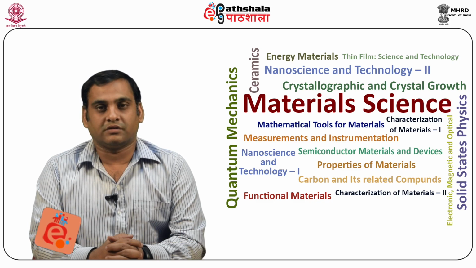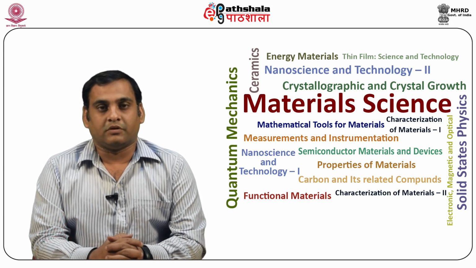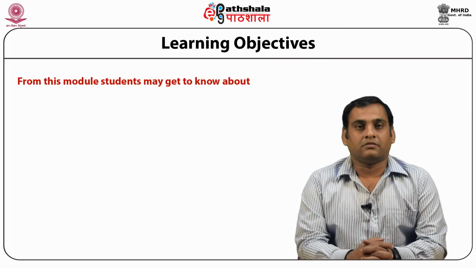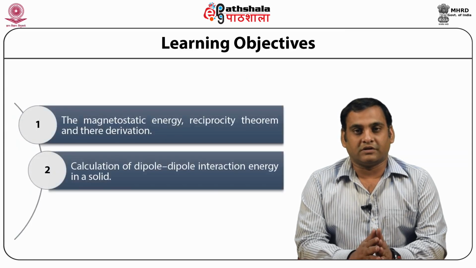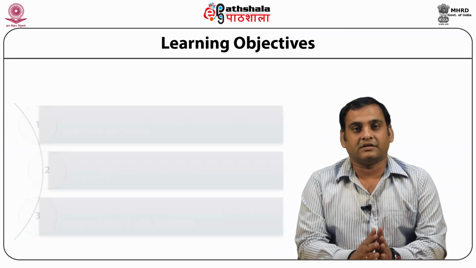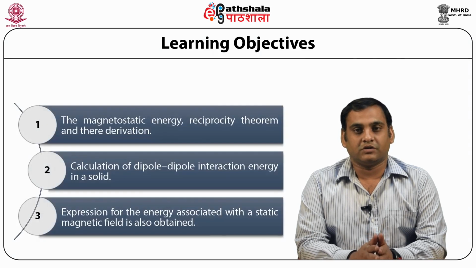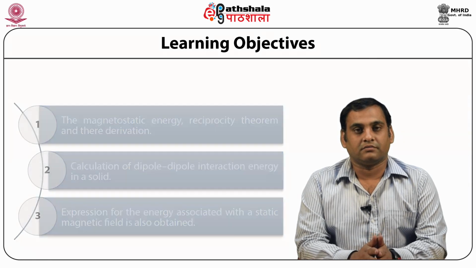Today we are going to discuss the module Magnetic Properties 2 from the paper Electronic, Magnetic and Optical Properties of Materials. From this module, students may get to know about the magnetostatic energy, the reciprocity theorem and its derivation, the calculation of dipole-dipole interaction energy in a solid, and the expression for the energy associated with a static magnetic field.